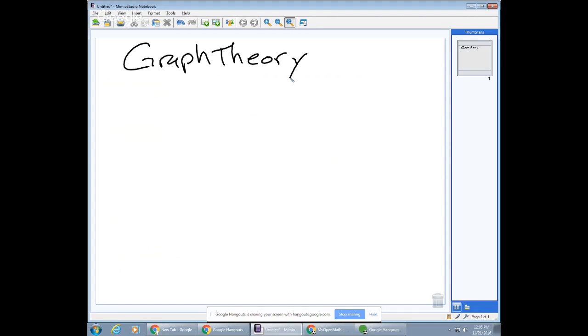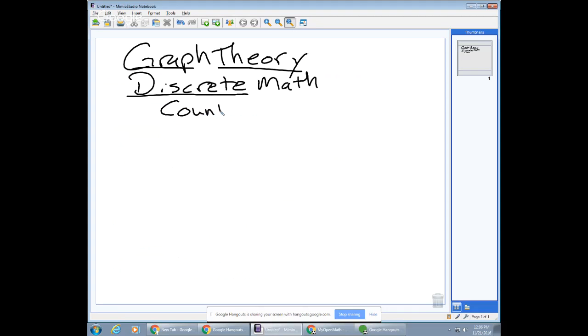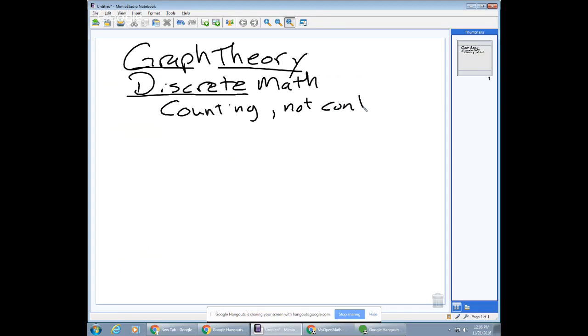All right. So this is part of a bigger area of math called discrete mathematics. And discrete here means not continuous. It means counting things. Another area of discrete math that we played with before was probability theory. We touched on it a little bit when we were doing growth models with those recursive formulas.